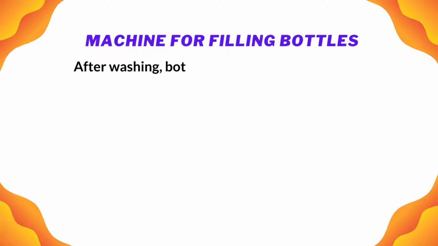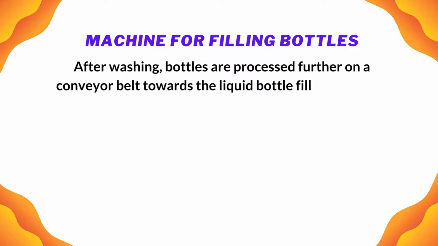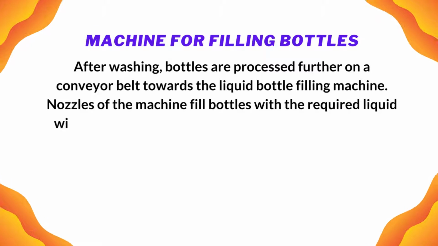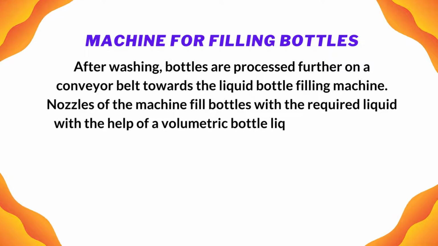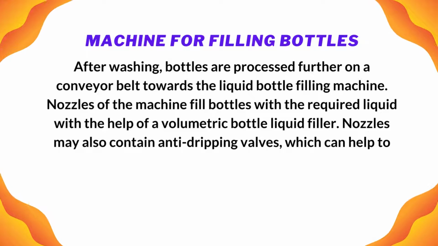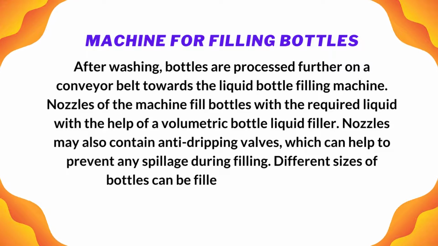Machine for filling bottles. After washing, bottles are processed further on a conveyor belt towards the liquid bottle filling machine. Nozzles of the machine fill bottles with the required liquid with the help of a volumetric bottle liquid filler. Nozzles may also contain anti-dripping valves, which can help to prevent any spillage during filling. Different sizes of bottles can be filled with this machine.